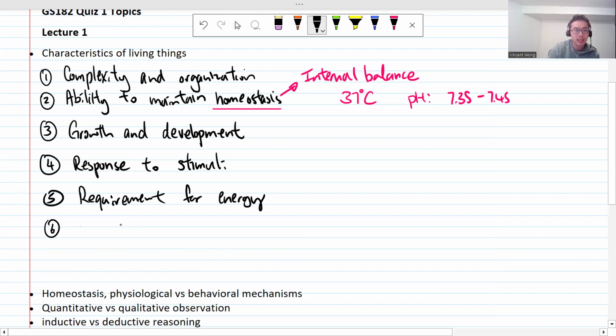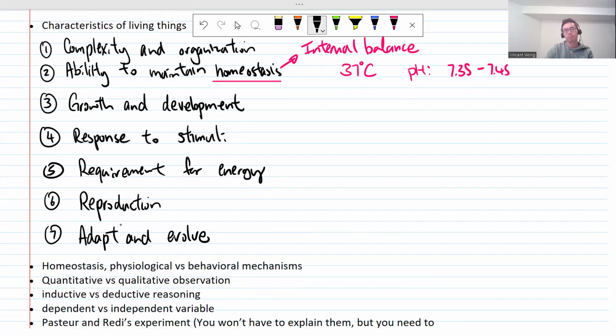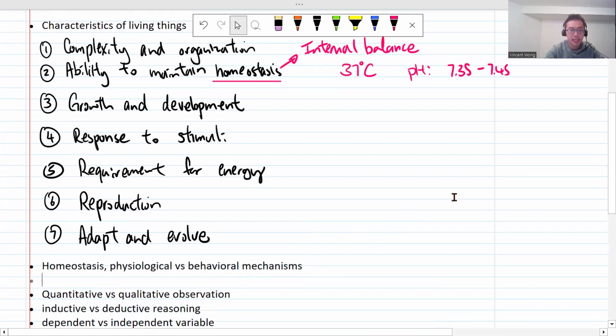Number 6, reproduction. Living things are able to reproduce more of their own kind. And last but not least, adapt and evolve. The entire population will change over time so that it will be more adapted to the environment that it's in. So those are the 7 characteristics of living things.